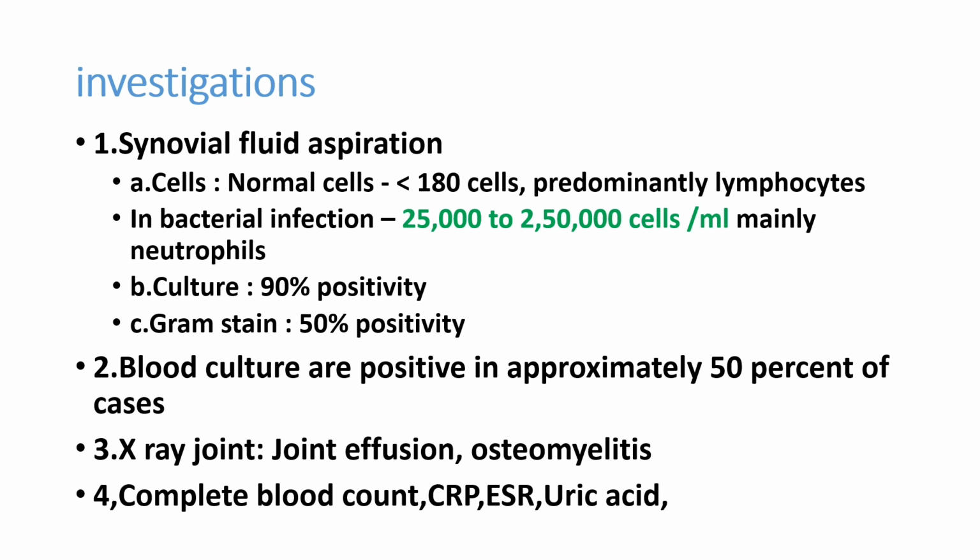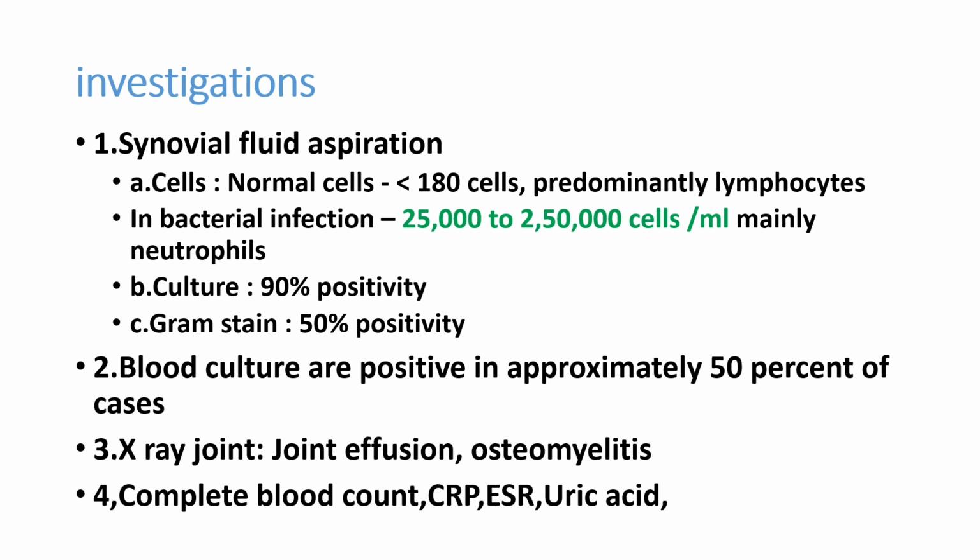X-ray of the joint can be done. It shows joint effusion, osteomyelitis, bone erosions. All these things can be observed in X-ray of the joint. Complete blood counts will mostly be elevated. WBC count will be elevated. CRP will be elevated. ESR will be elevated. Uric acid can be elevated in gouty arthritis, that's a close mimicker of septic arthritis.